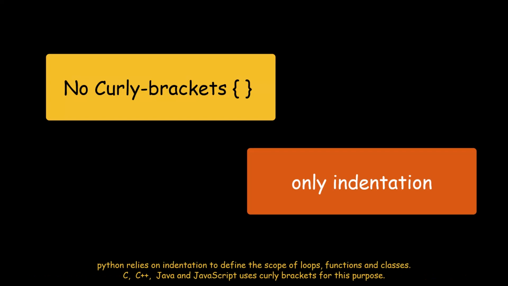Python relies on indentation to define the scope of loops, functions, and classes. C++, Java and JavaScript use curly brackets for this purpose.